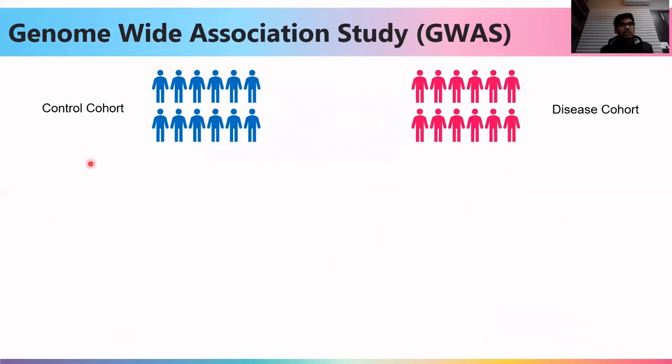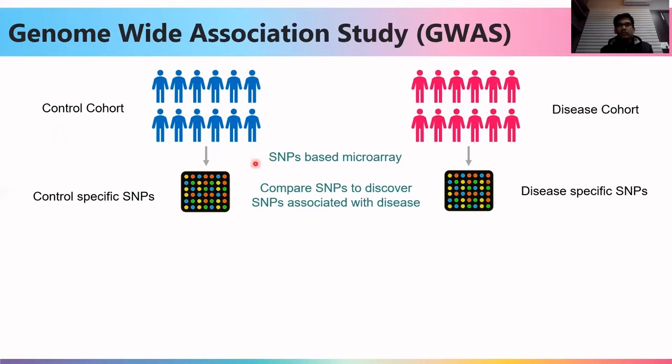Okay, so for the genome-wide association study, there are two cohorts. We take two cohorts. One is the control cohort, that's the normal individuals, and the disease cohort, in which the same type of disease is there in all the individuals. Okay, then we will do the sequencing. Most of them will do the SNP-based microarray, and for the controls it will have control specific SNPs, while in the disease cohort it has disease specific single nucleotide polymorphisms.